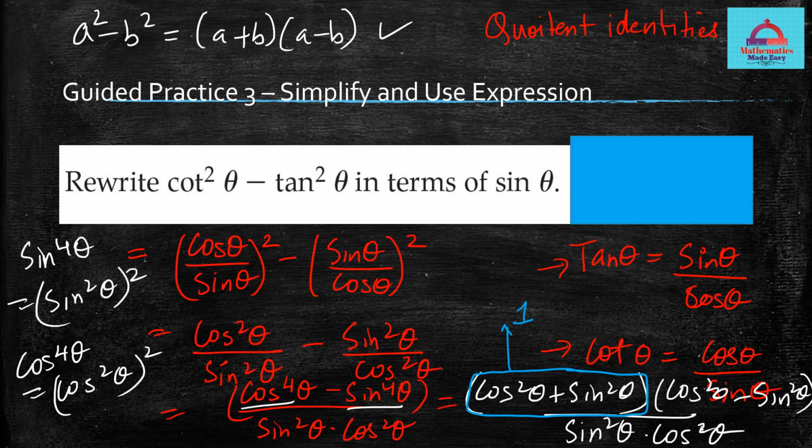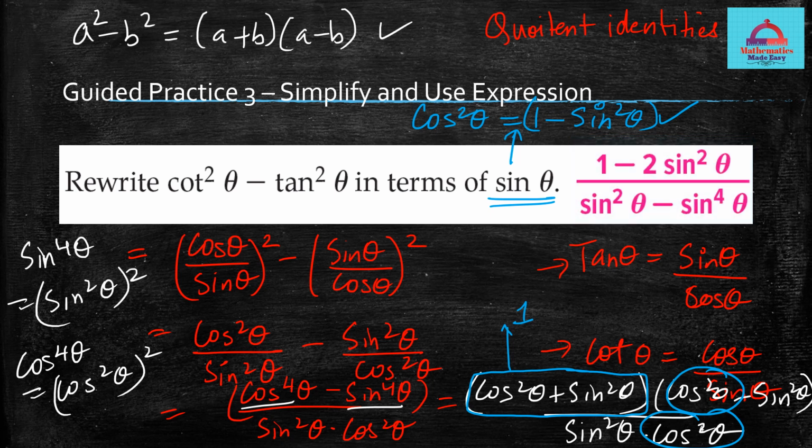Now we want everything in terms of sine theta. So can we replace using Pythagorean again? That means wherever there is cos square, I can remove it and make it 1 minus sine square by using Pythagorean. So the last step would be, in this formula, wherever you have cos square here and here, plug in this value. When you do that, the final answer will come out to be this expression. So this is your final answer: 1 minus 2 sine square theta over sine square theta minus sine 4 theta.